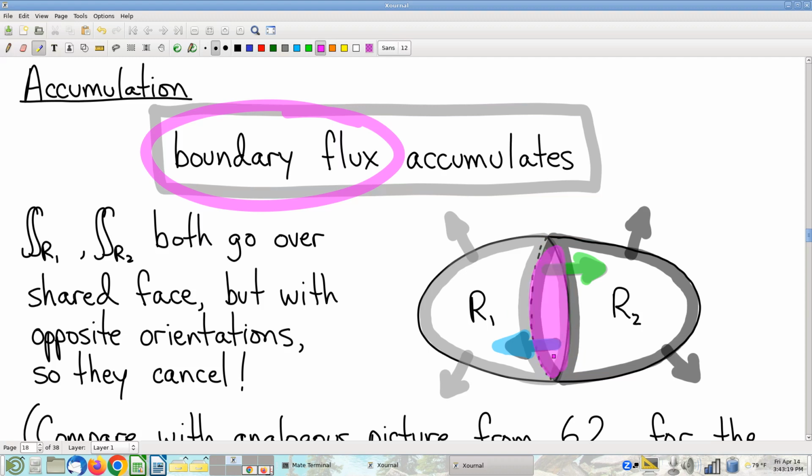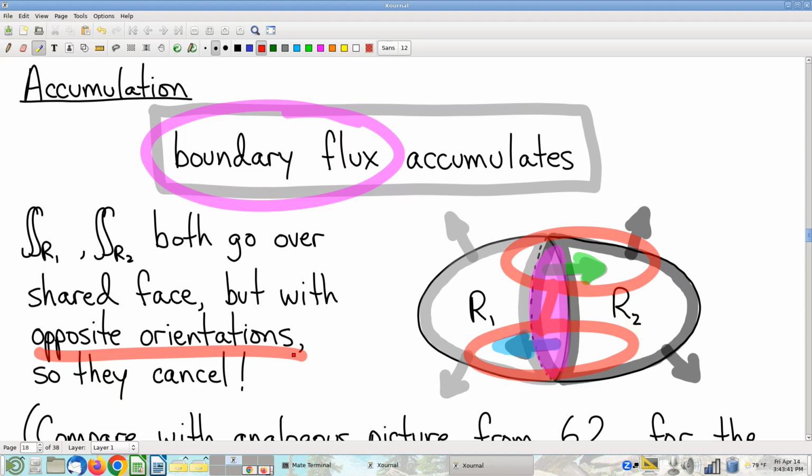And we're computing flux through that shared face twice. So it's tempting to say that it doesn't accumulate, that it's already failed. I see there is a difference between the whole and the sum of the parts. But this difference is the same flux computed twice, with opposite orientations, and they cancel.